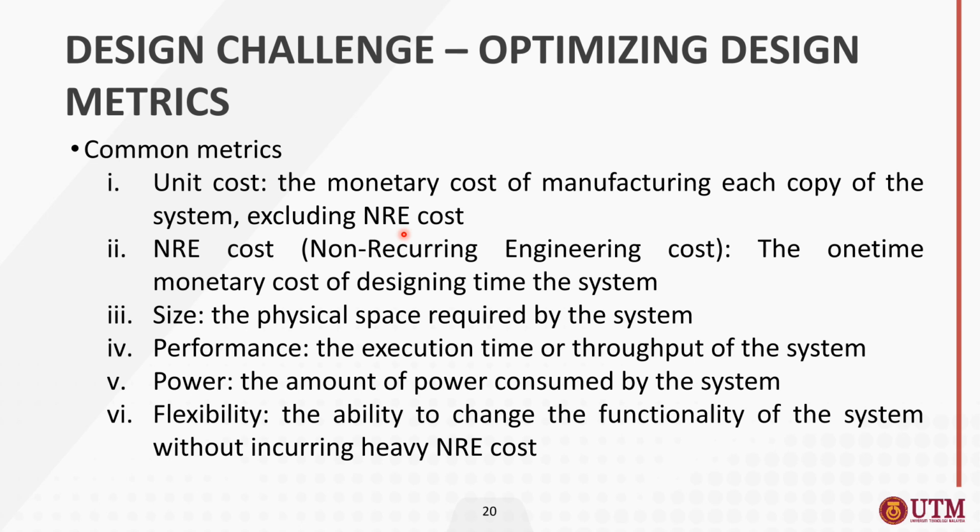Next is the NRE cost. NRE cost is the non-recurring engineering cost, which is the one-time monetary cost of designing the system. So we take the same example, designing an embedded system to detect people inside a room. The unit cost is the cost per unit. You have your Raspberry Pi, you have your camera, and you have your algorithm inside your Raspberry Pi. So what is the unit cost? It is the cost for you to manufacture one unit of the people detection system.